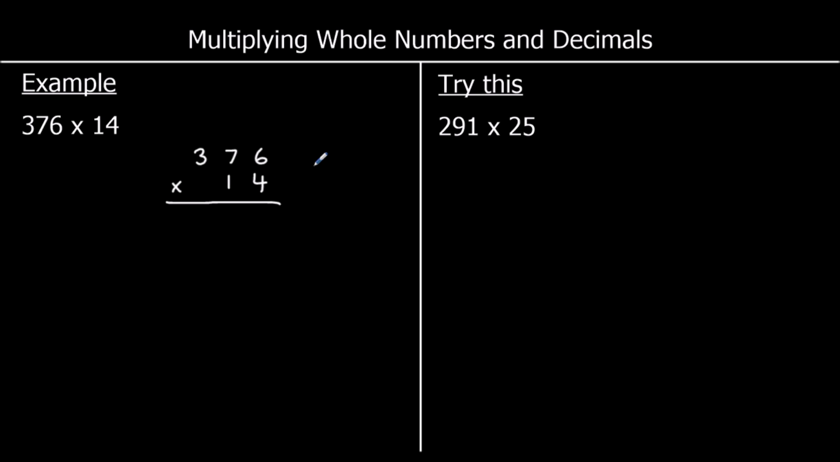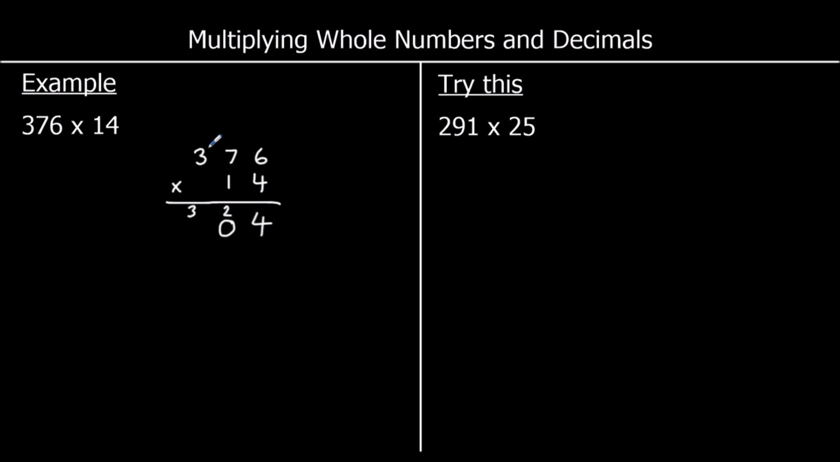So I'm going to do 4 times 6. 4 times 6 is 24. I can't put 24 in the ones column, so I put 4 in the ones and carry 2 over into the tens. Now in the tens, I've got 4 times 7. 4 times 7 is 28, plus the 2 I've carried over makes 30. So I'm going to put the 0 in the tens and carry 3 over into the hundreds.